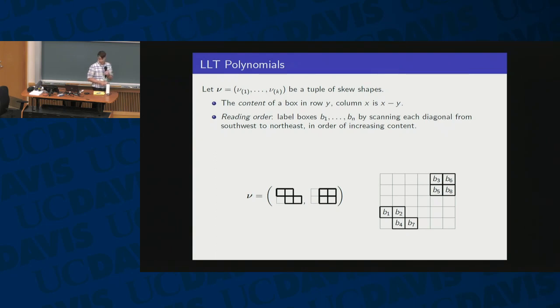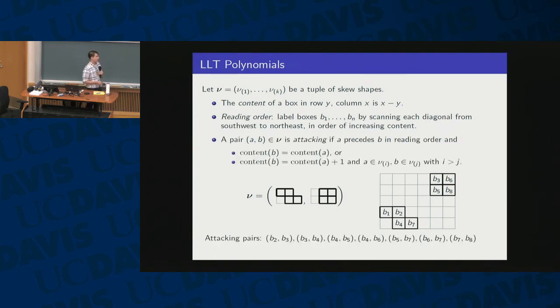in order. And then we look at the combinatorics of attacking pairs, as the literature has decided to call them. So these are boxes that are in different shapes, but either lie on the same content diagonal or lie on one content diagonal different, but the higher content diagonal box is in a higher shape. So for example, here, B2 and B3, they are on the same content diagonal, and so they're attacking.